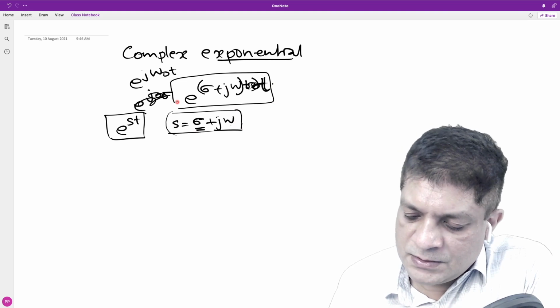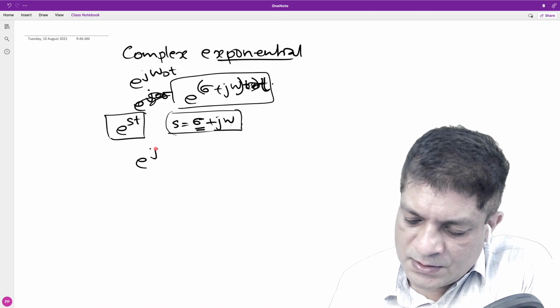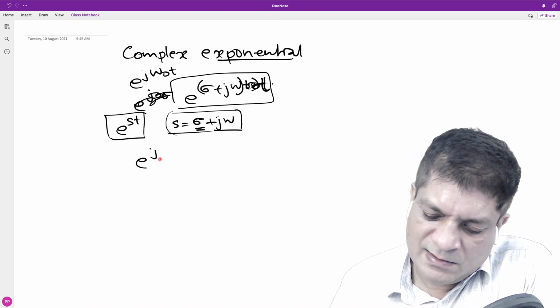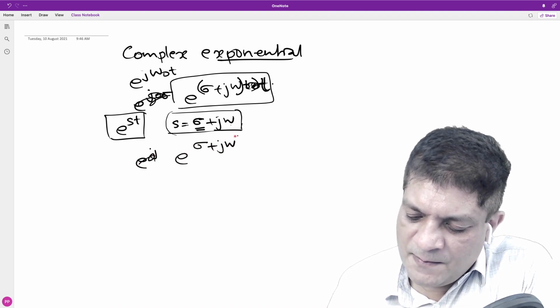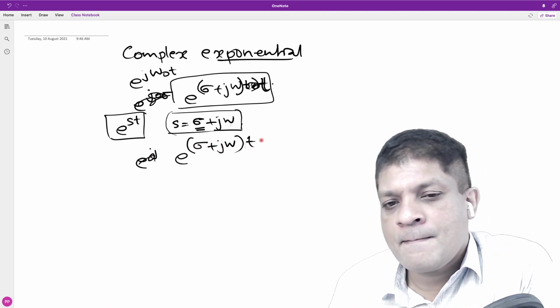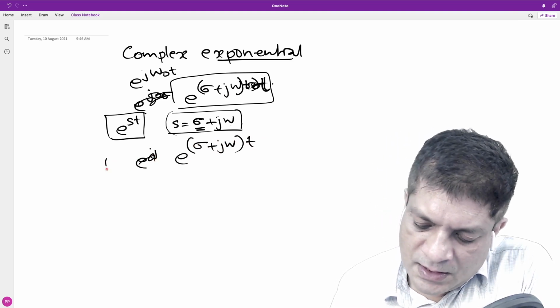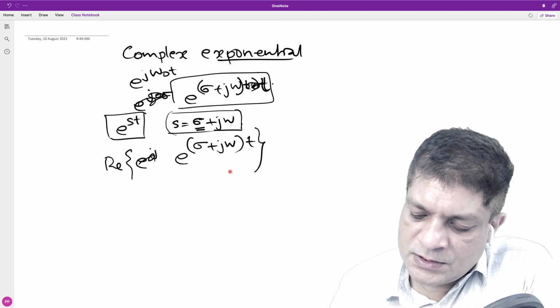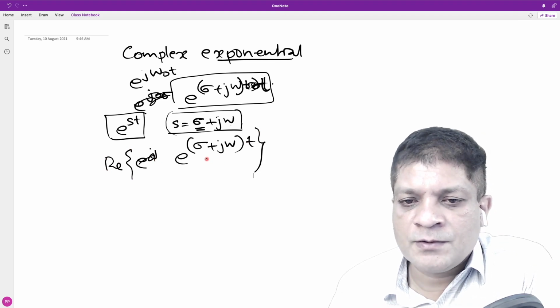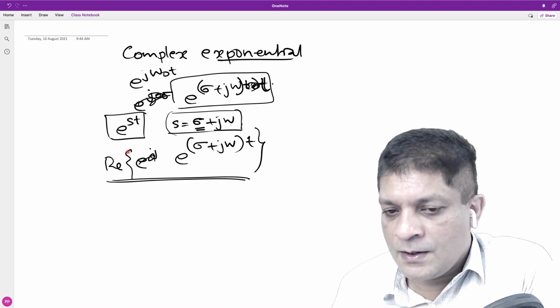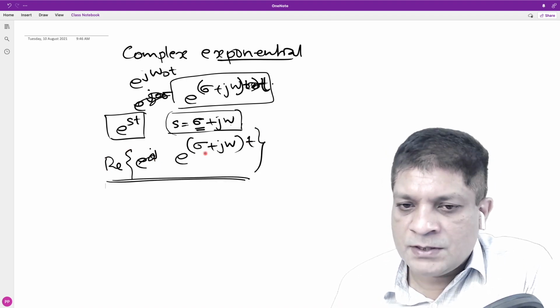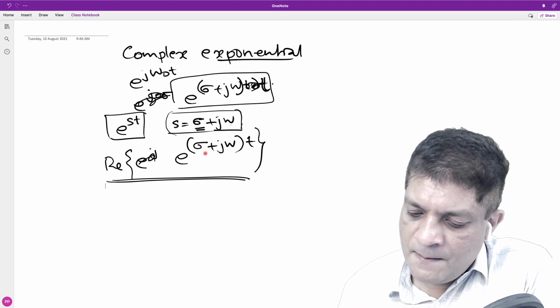Now, can you tell me what is the shape of the signal e to the power sigma plus j omega t? Let us consider the real part of this, because this is a complex valued function of t. If we want to sketch it, we have to take the real and imaginary part. Let's consider the real part. Can you tell me what is the shape of the real part of the signal?